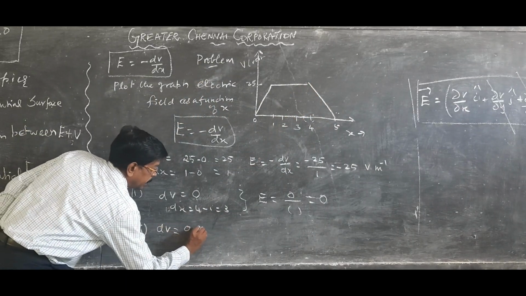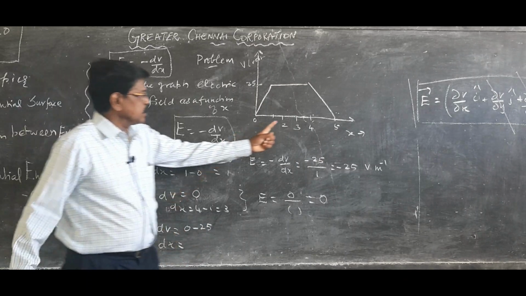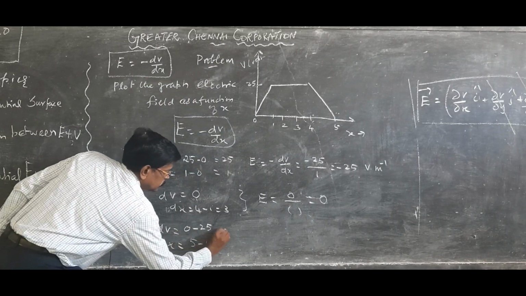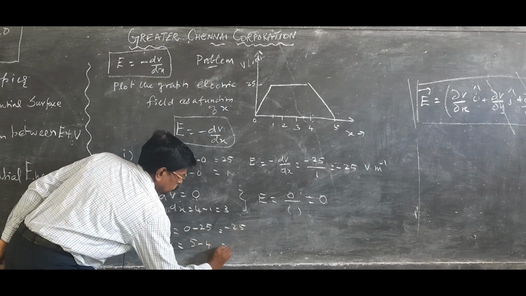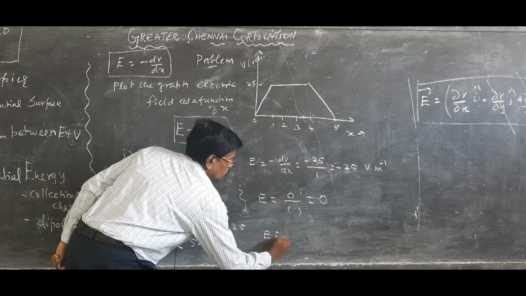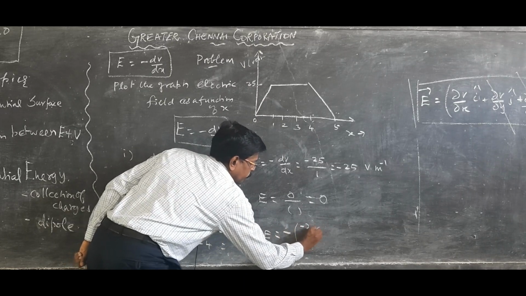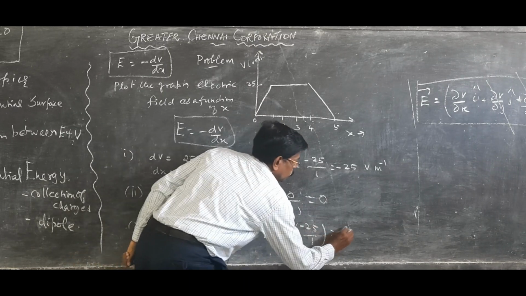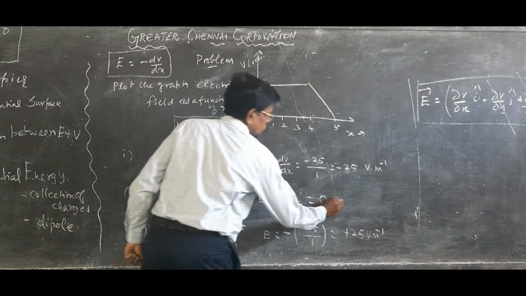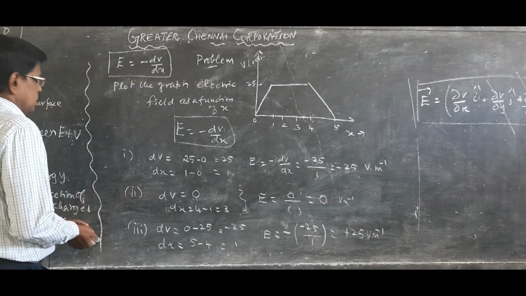So 0 minus 25. What is the change in distance? The change in distance is 5 minus 4, which is 1. This is minus 25. So E equals minus of minus 25 by 1, which is equal to plus 25 volt per meter. This is also volt per meter. It's a constant. So the three parts are over.